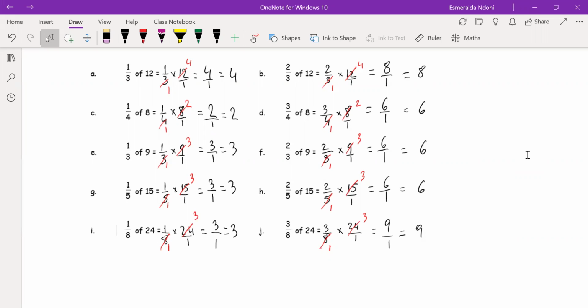As you can see, it's very, very straightforward. Finding the fraction of an amount, we're going to use the skill of multiplication of fractions.